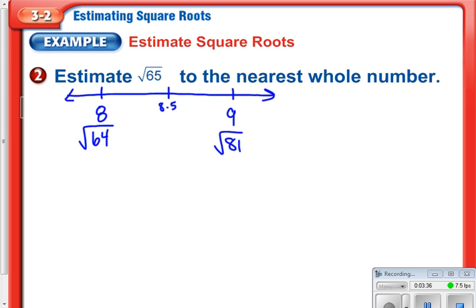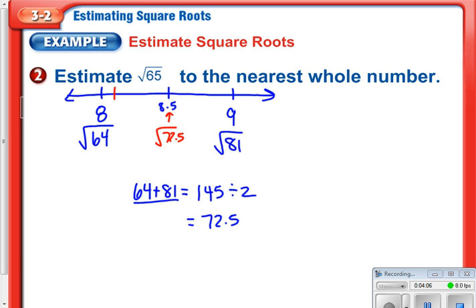In order to figure out what the square root of 8.5 would be, you would add 64 plus 81 together, giving you 145. Divide it by 2 because you have 2 numbers here. And when you divide by 2, 72.5 would be it. So 72.5 would be 8.5. Square root of 64 is obviously way down here.